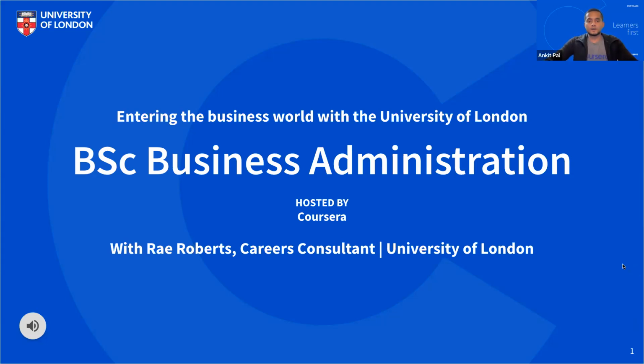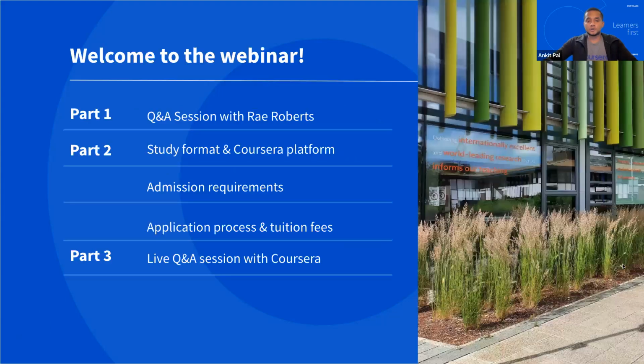In the following session, we will also look at the general overview of the bachelor's and the university study format and Coursera platform, admissions requirements, application process, and tuition fee. Then we shall end off the session with a live Q&A session where we will answer your questions. In the meantime, please feel free to go ahead and drop your questions in the Q&A box as we go along. Matt will be answering those for you, and in the end, I'll go through the remaining questions. So let's get started.